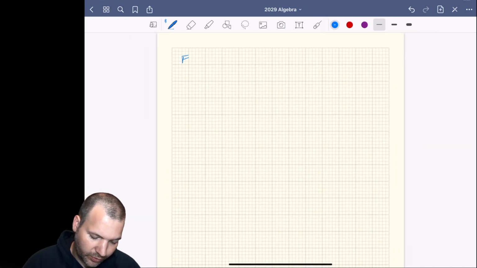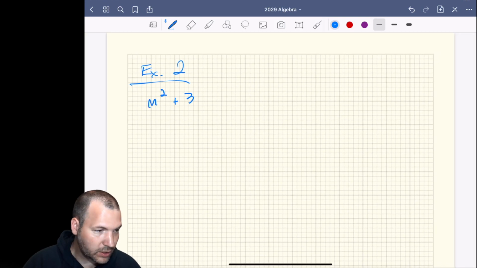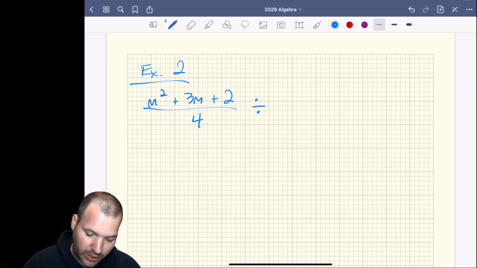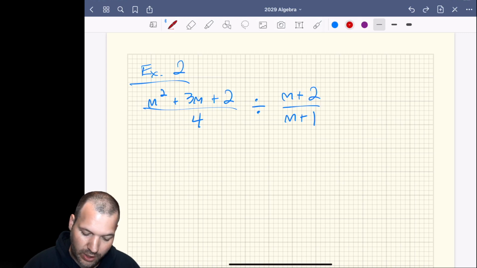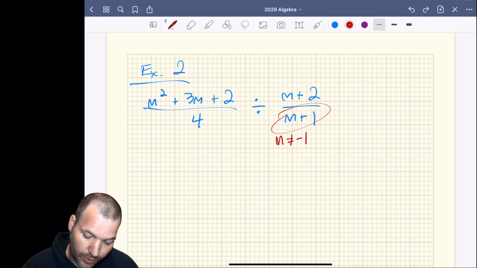Not super different from what we've already done. We have m squared plus 3m plus 2 over 4 divided by m plus 2 over m plus 1. And I notice a few different things here. First of all, this denominator 4 cannot be made to be 0, but m plus 1 could definitely be 0 at -1, so that's no good. And again, this whole thing could be made 0 if m were -2, so we can't let that happen. So we end up with those two excluded values.